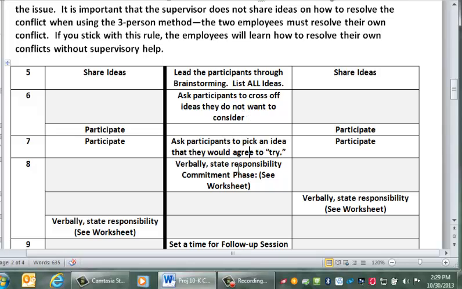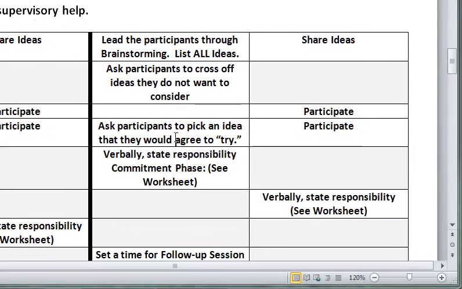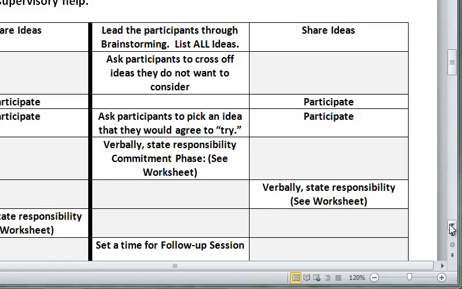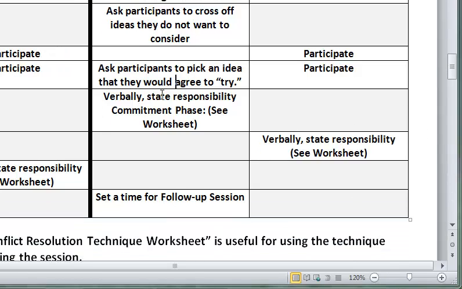So after they've crossed off the ones they don't want to consider, then they are now talking to each other and with each other to try to solve this problem. What would they like to try? Now, what they'd like to try may or may not solve the problem. It might just help, but that's okay. We're just trying to make the situation better. So when we're at point 7, what we've done is they have had active listening. They vented and listened actively to each other, and they brainstormed possible ideas, and then they've even said something that they would agree to try to make the situation better.